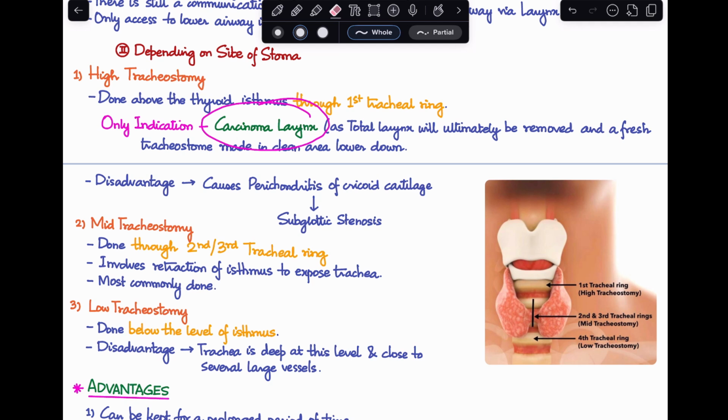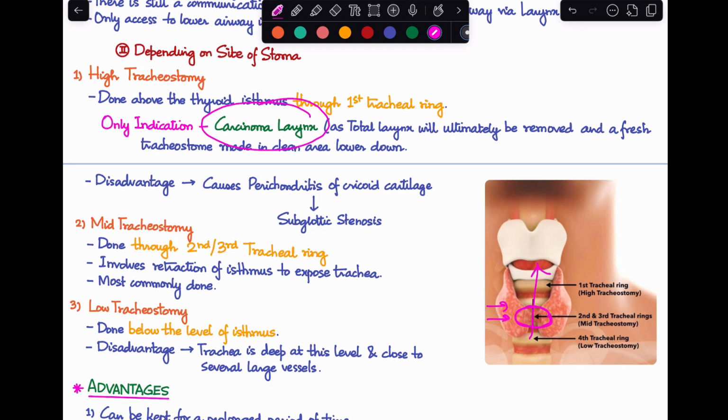Next is a mid tracheostomy. Now, a mid tracheostomy is the more commonly done method. A mid tracheostomy is done in the region of the isthmus, which is the second or the third tracheal ring. And this involves either we retract the isthmus upwards to expose the trachea, or sometimes we may even need to divide the isthmus at the center and ligate it. So, this mid tracheostomy is the most common procedure done.